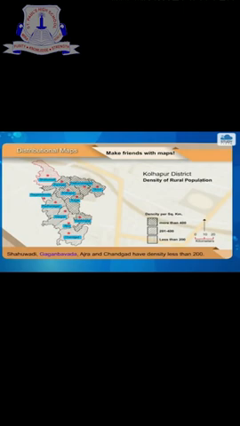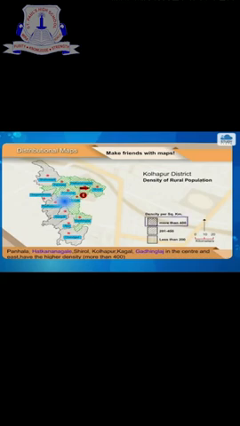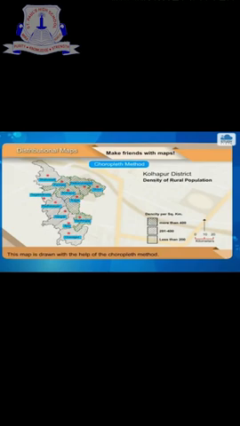Shahuwadi, Gaganbawada, Ajra and Chandgad have density less than 200. Radhanagari and Gargoti have density between 201 and 400. Panhala, Hatkanangale, Shirol, Kolhapur, Kagal, Gadhinglaj in the center and east have the higher density, more than 400. This map is drawn with the help of the isopleth method.